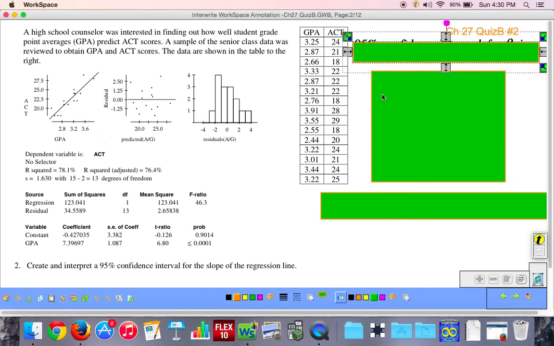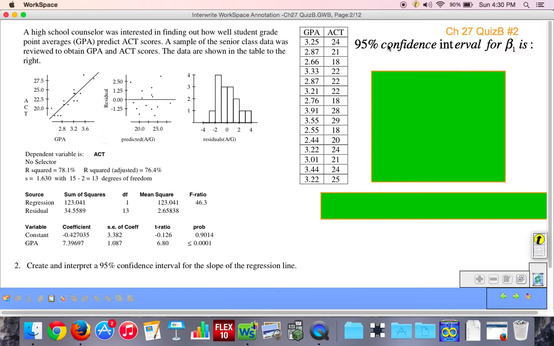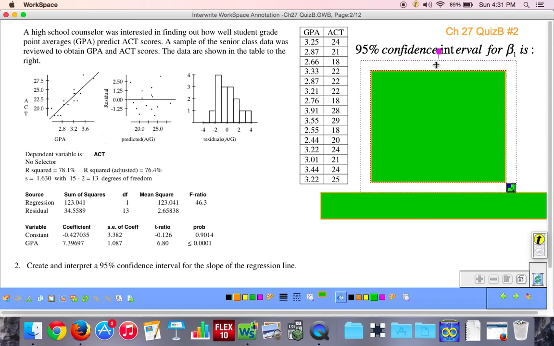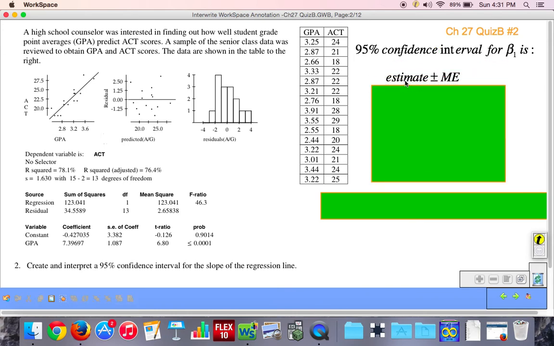Okay, so here we go. Our 95% confidence interval for the slope of the regression line, which again we're using beta, capital B, and B1 is the slope of our sample, would be given, just like every other 95% confidence interval, by the formula estimate plus or minus margin of error. Our estimate for slope is over here. In our table, the coefficient of our X variable is our slope. So that is our estimate for slope.